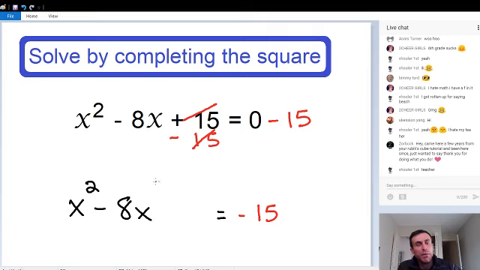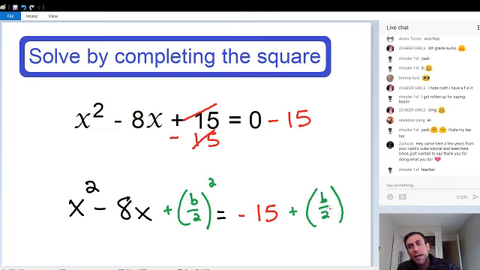So now step number 3 is to add b over 2 squared to both sides of the equation. Whatever you do to one side of the equation, you have to do to the other. So since we added b over 2 squared to the left side, we also have to add b over 2 squared to the right side of the equation as well.